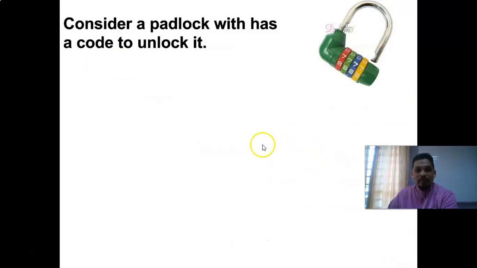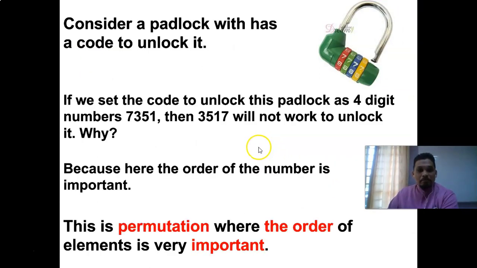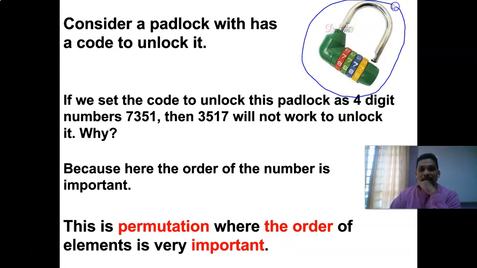So that it makes all of you clear with all these definitions. Consider a padlock which has a code to unlock it. I think this object is familiar and important to all of us. Even you have it in your hostel. You use it to lock your locker or maybe your door.